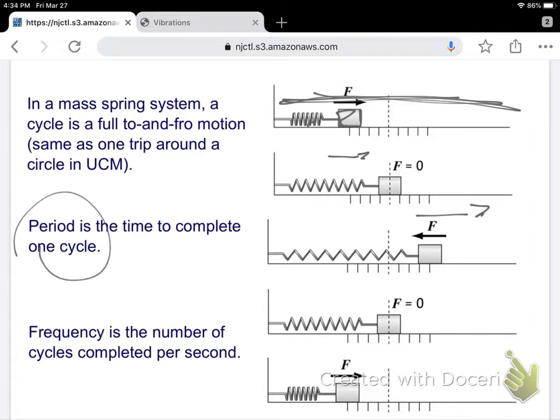We know what a period is. It's the time to complete one cycle. So if it starts here, the time it takes to get back to that point, that's a period. The frequency is the number of cycles that it makes per unit time. Nothing's changed there.